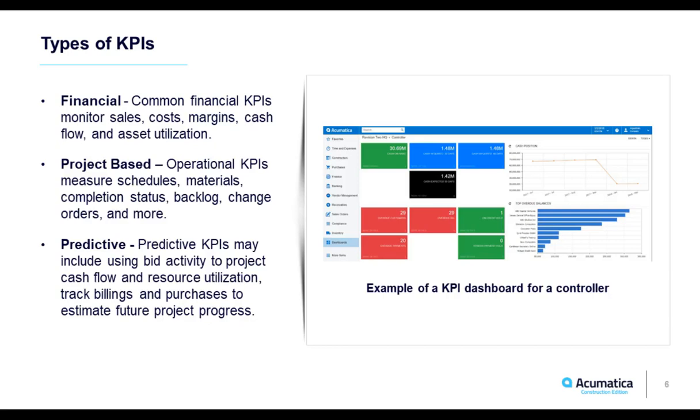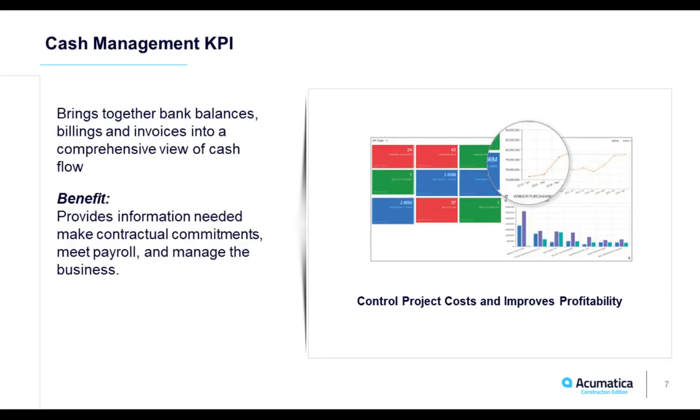Predictive KPIs are another type of KPI that we can include, utilizing bid activity to project cash flow and resource utilization. The ability to track billings and purchases to estimate future project progress, right? Utilizing a forecasting tool to understand where we are today on this type of project, where we're going to be in 3 months, 6 months, 9 months down the road, and then taking that information from a historical perspective and utilizing that across all of our projects.